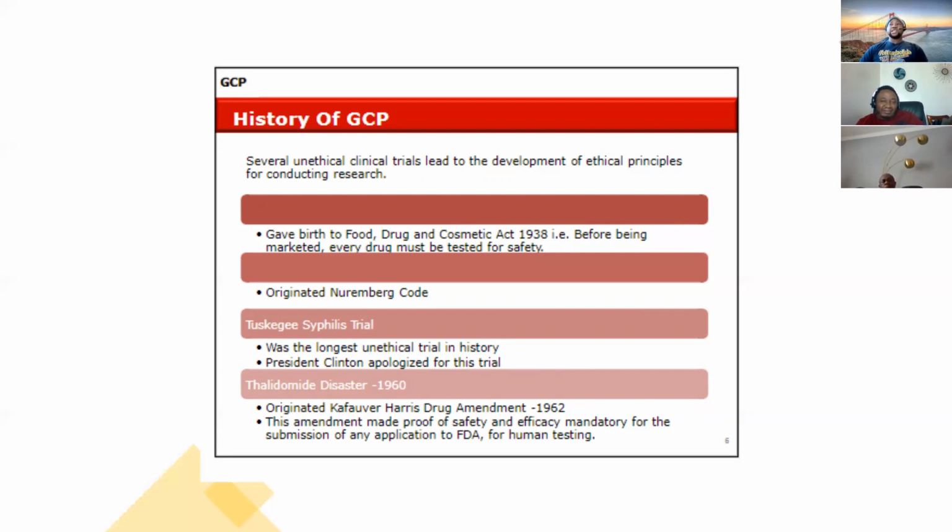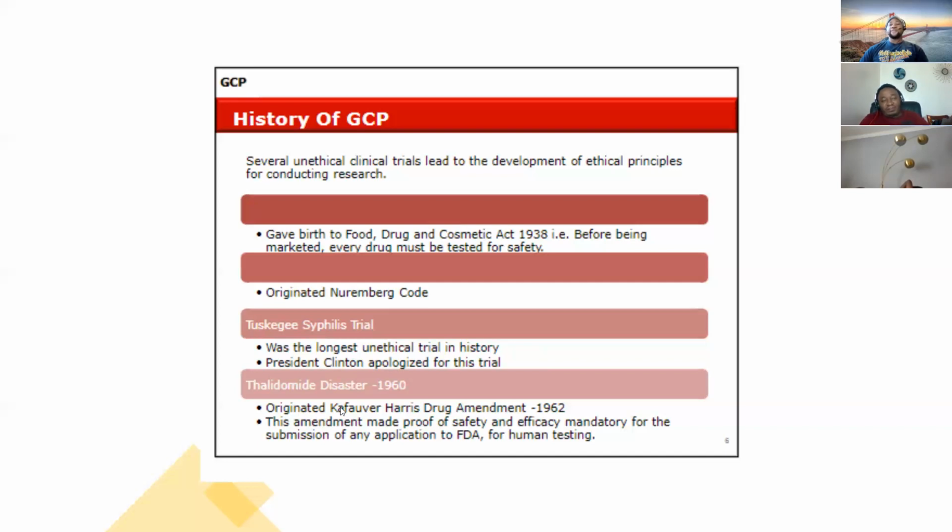there are a lot of unethical trials, to the point that President Clinton had to apologize to the Black population for this trial being conducted. If you want to get the full story, you can just go on YouTube and type Tuskegee syphilis trial. You get the full story of what this trial entailed, and you really see the suffering, how unethical trials were conducted in the past before the initiation of the FDA to guide us.